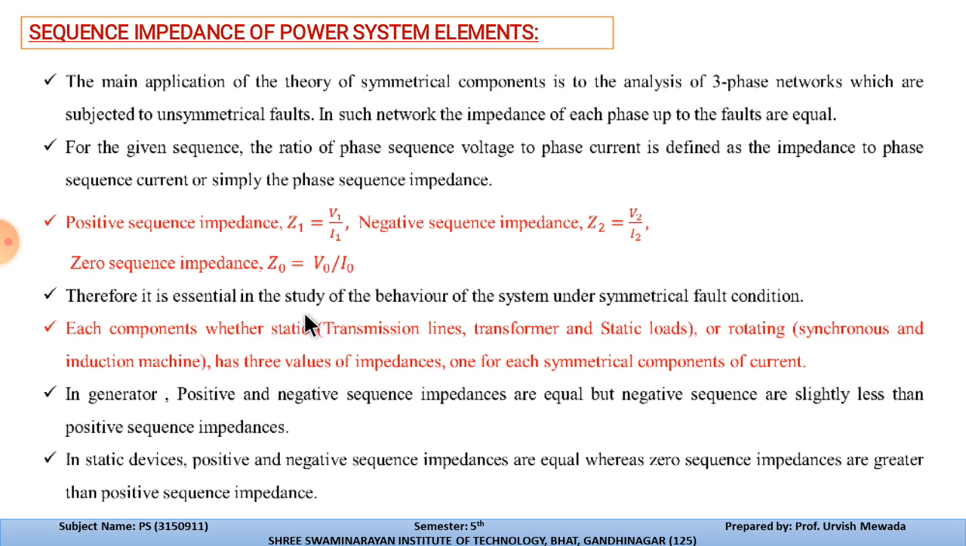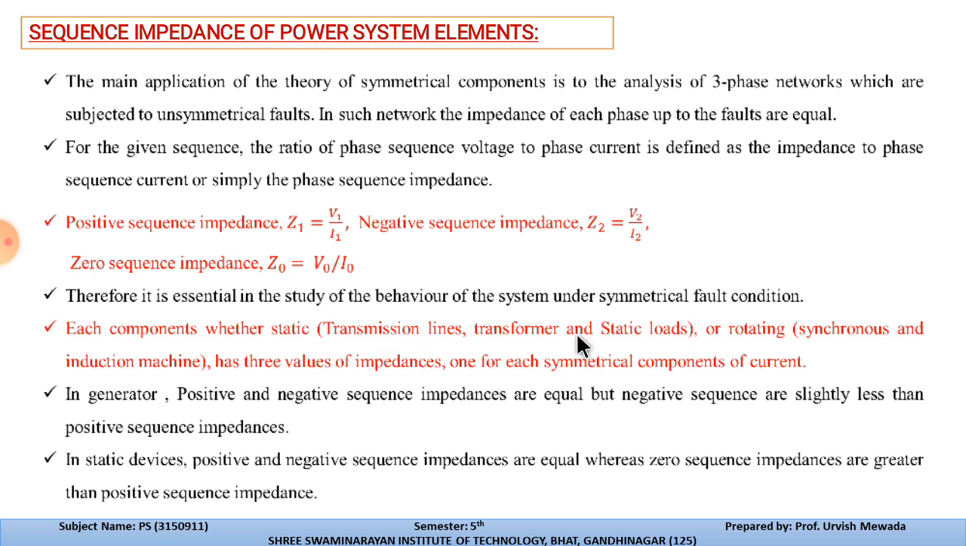So we have the static and rotating elements which are present in the power system. They have three values of impedances. All are working on the three phase, so all have three values of impedances, one for each symmetrical component of the current.